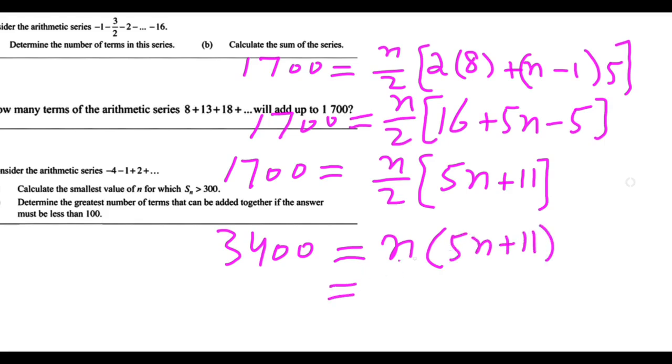Now I'm going to multiply the n inside, it becomes 5n squared plus 11n. 5n squared plus 11n equals 3400. Now I'm going to move all the terms to one side.